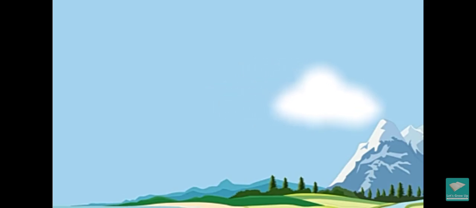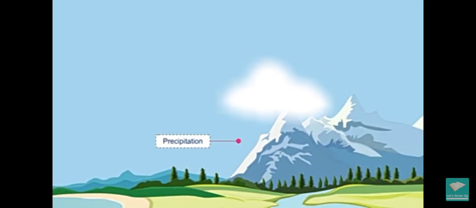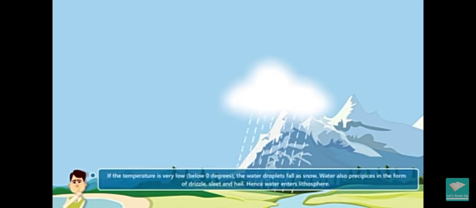Also, when the air cannot hold any more water, it precipitates. At high altitudes, the temperature is low, and hence, the droplets lose their heat energy. These water droplets fall down as rain. Note: if the temperature is very low, below 0 degrees, the water droplets fall as snow. Water also precipitates in the form of drizzle, sleet and hail. Hence, the water enters the lithosphere.